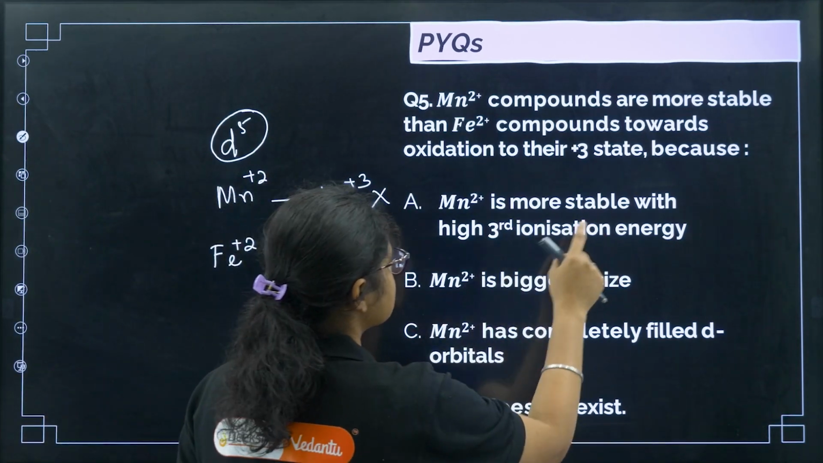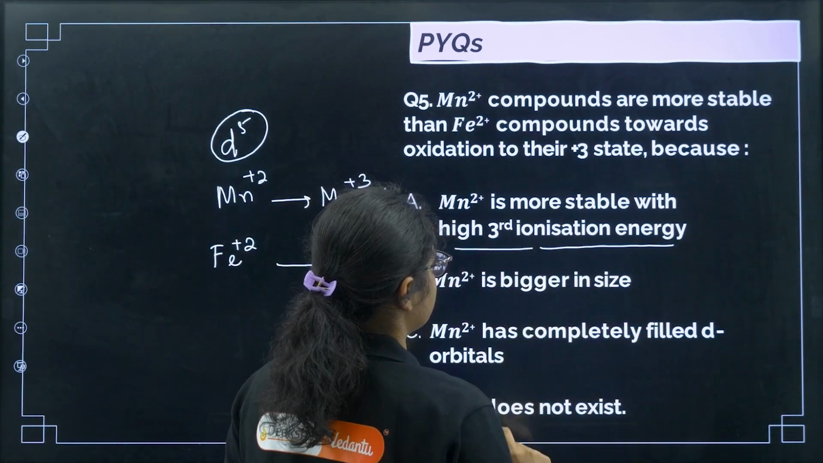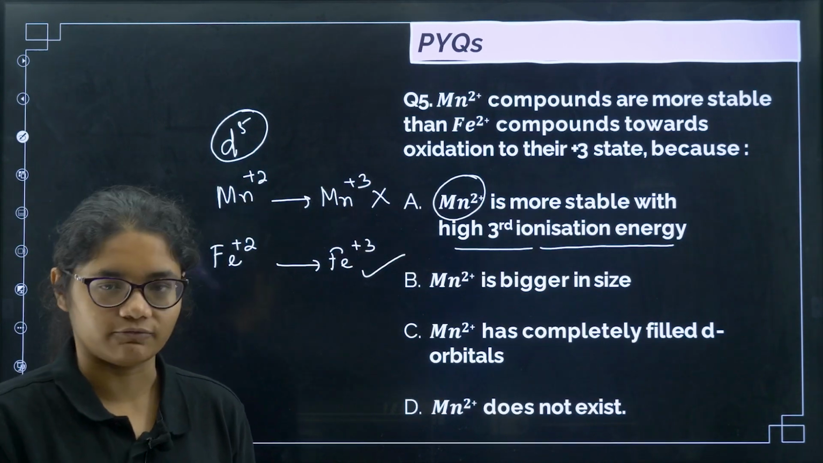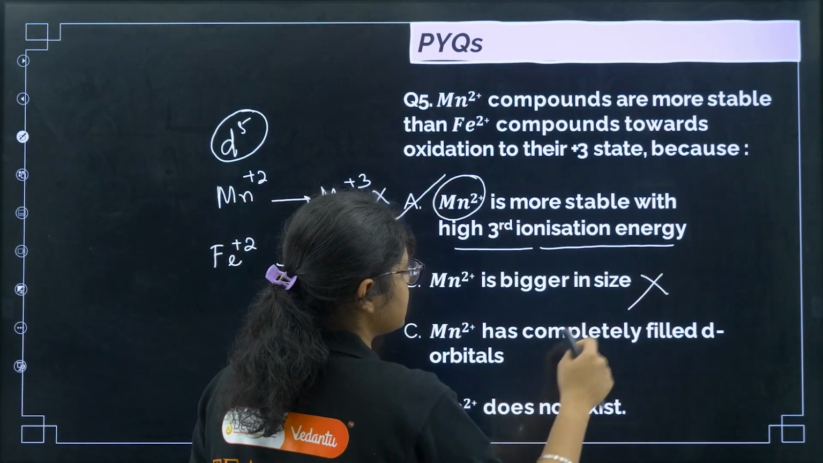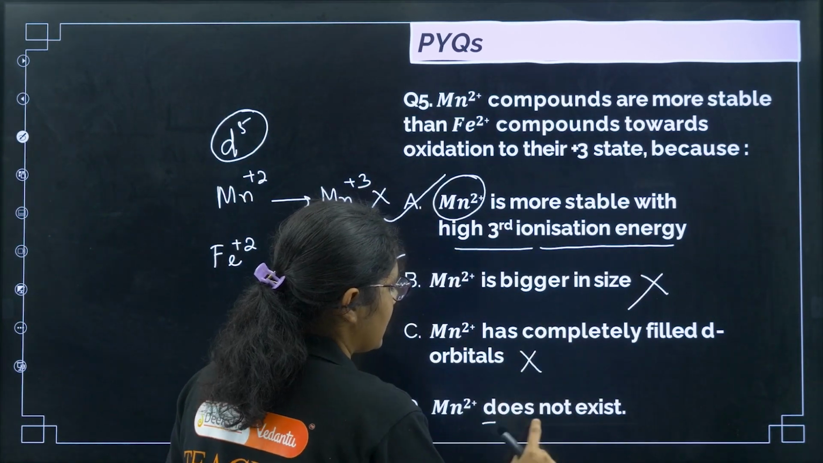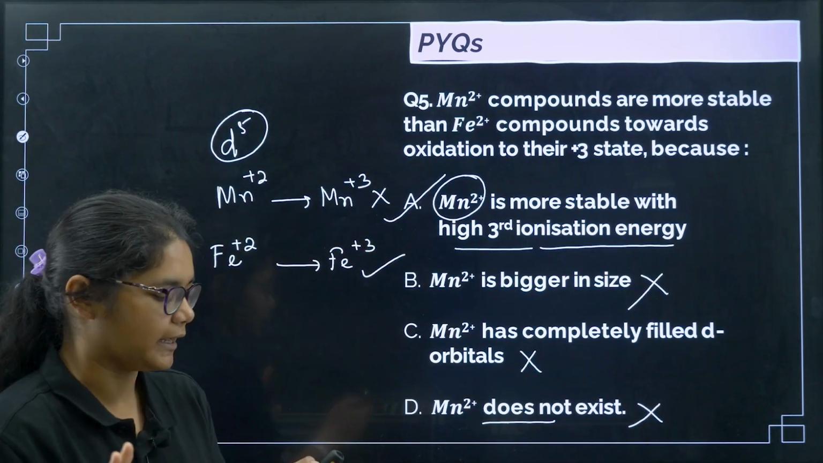Now Mn2+ is more stable with high third ionization energy, right? Mn2+ is more stable, that is correct. Why? Because of d5 configuration. So this can be the answer. Mn2+ is bigger in size, this has nothing to do with this. Mn2+ has completely filled, no, it has partially filled. Mn2+ does not exist, it exists, right? The correct statement is option number A.